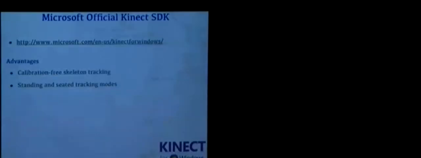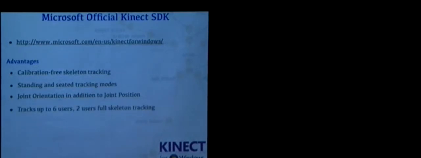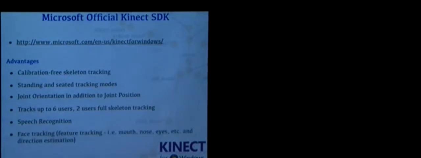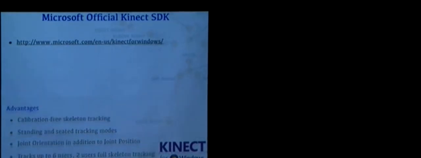Okay, starting with the Microsoft SDK. Well, the nice thing about it is you've got calibration-free skeleton tracking. It works with both standing and seated modes. You get joint orientation as well as the position. And it can track up to 6 users, normally 2 with full skeleton tracking. It also does some other nice things which are really useful if you want to create these hands-free interactions, which is speech recognition and face tracking. And the best bit, there are some really nice code examples in C++ and C#.